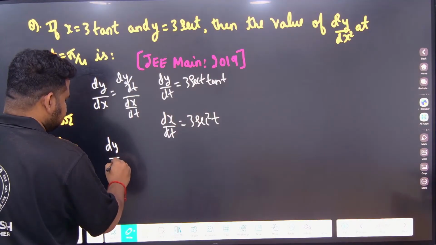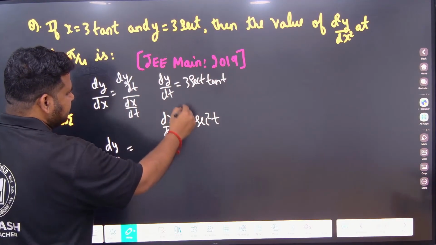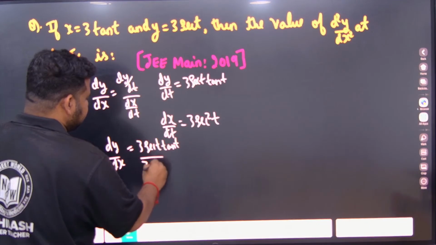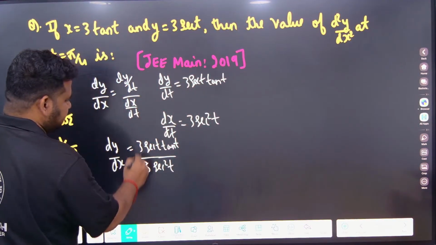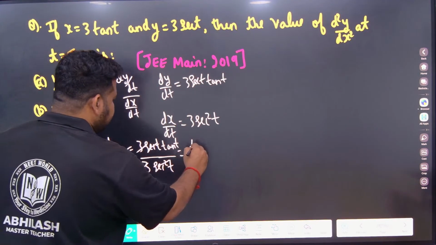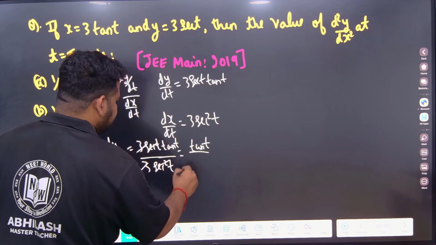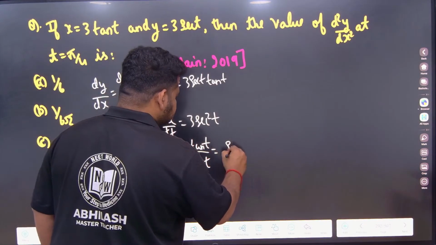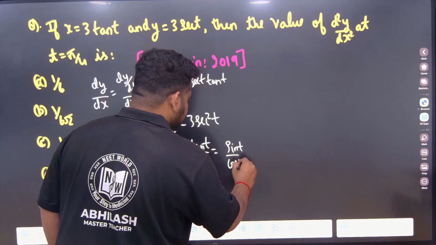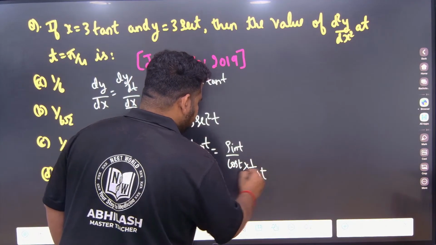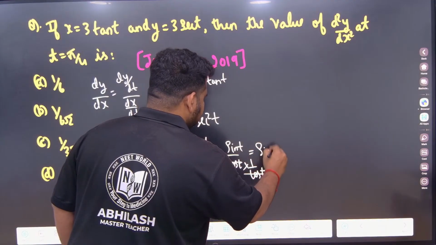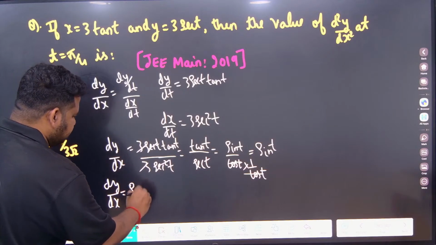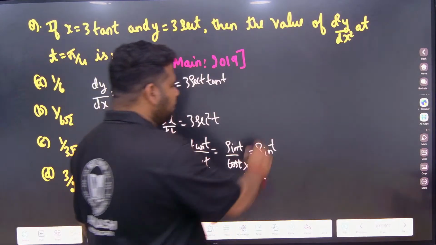Dy by dx is this divided by this, so 3 secant t tan t divided by 3 secant square t. 3 cancels, secant t cancels, and I will have tan t by secant t. I can simplify this by writing it in terms of sin and cos: sin t by cos t, and secant t as 1 by cos t. Cos t cancels and I will have sin t. So what I got, dy by dx, is sin t. Now I want d square y by dx square.